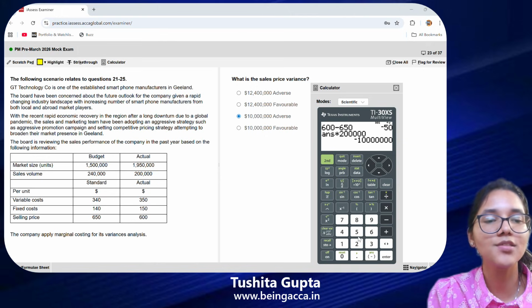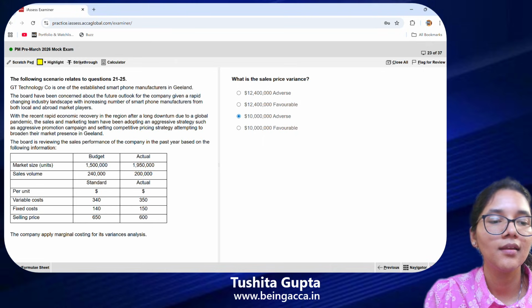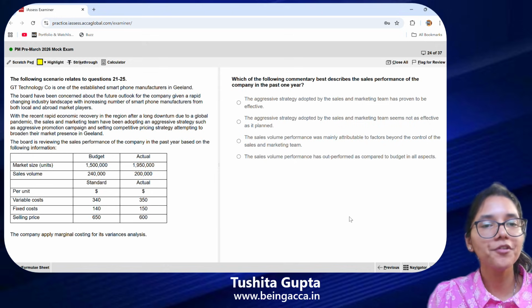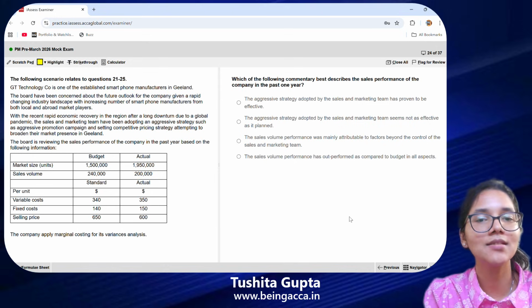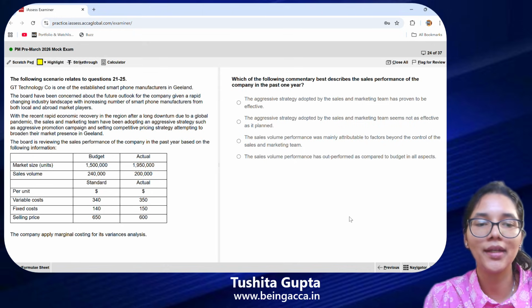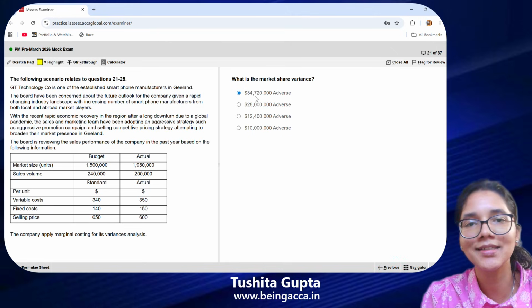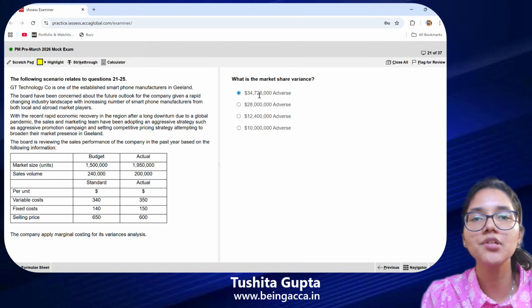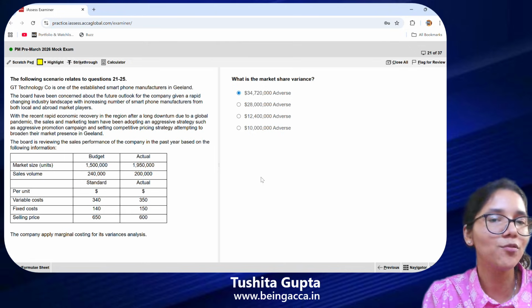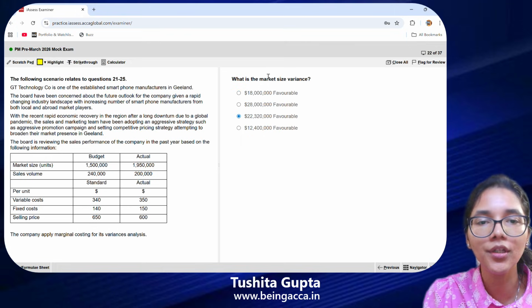Yes, the second last question of this case study. Okay. Which of the following commentary best describes the sales performance of the company in last 1 year? So in last 1 year, we have basically calculated two variances. My share variance has declined. That means operationally, the market expanded, but I was not able to sell more number of units. So my performance hasn't been very good.